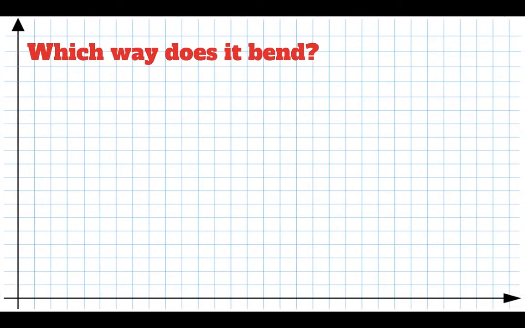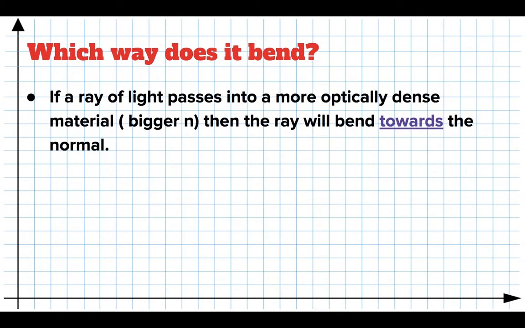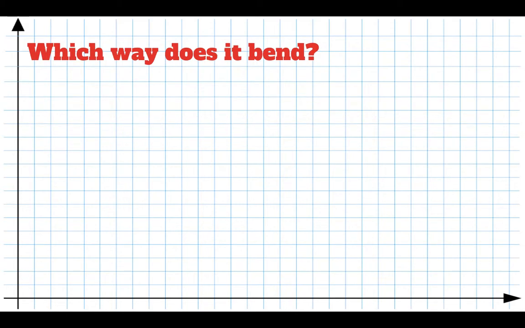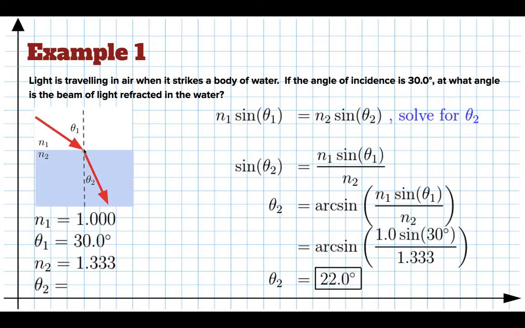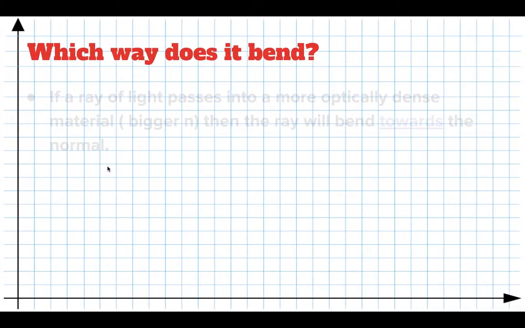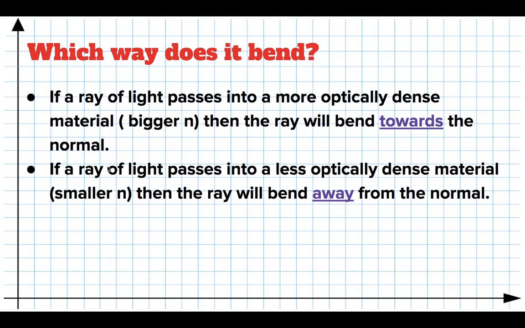Okay, so a quick note about which way it bends. If a ray of light passes into a more optically dense material that has a bigger n, then it bends towards the normal. So that's what we just did right here. When it passes into a more optically dense material, where n is higher, it bends towards the normal. It would have kept going in this direction if there was no interface, but it bends towards the normal because it passed into a more optically dense material. And if it passes the other way, if it goes from a more optically dense to a less optically dense material, it bends away from the normal.